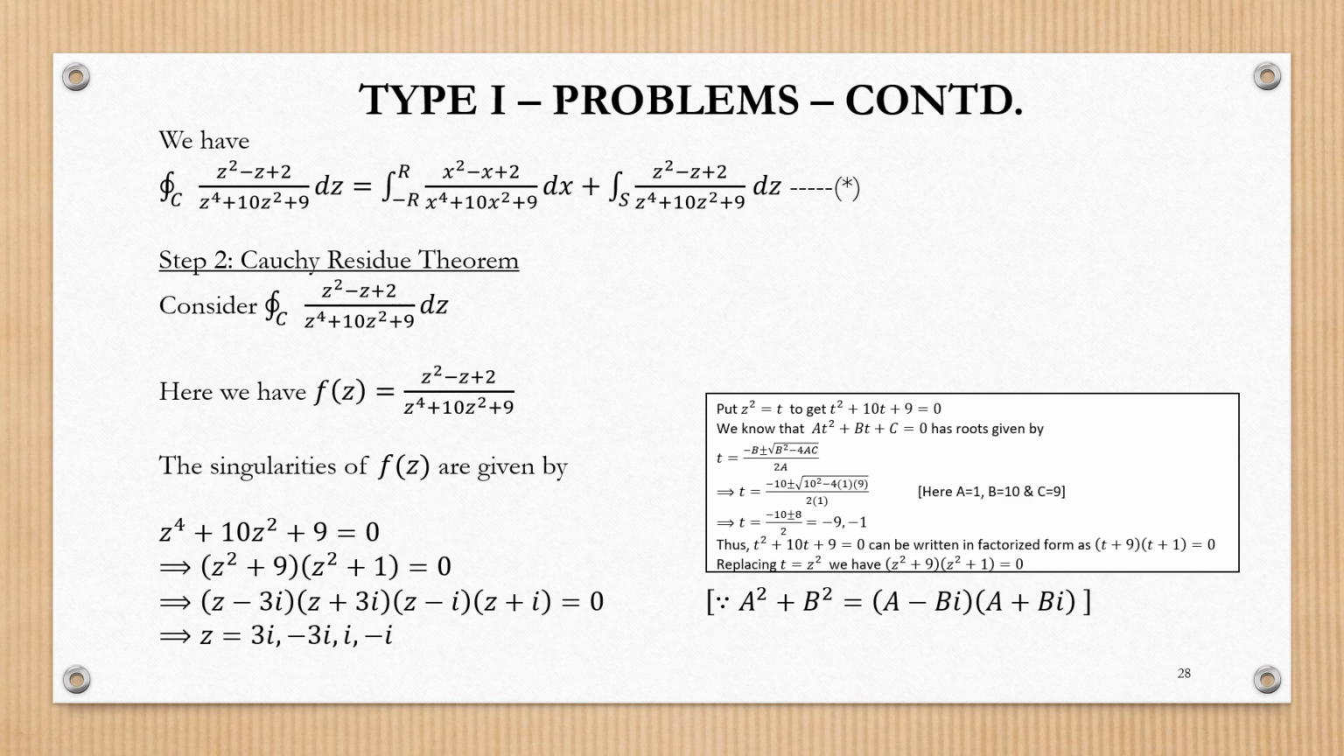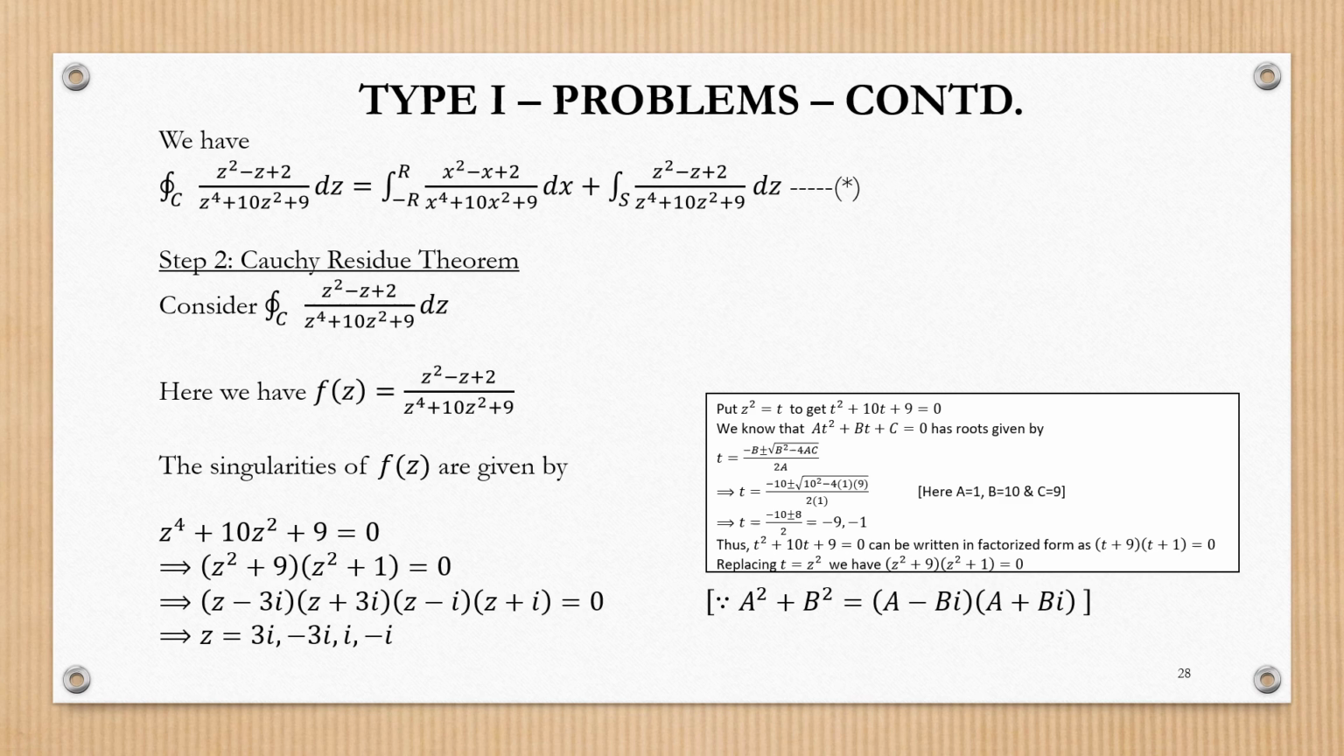Let us look at the factorization of this, which I have represented in the separate box on the right side of the slide. We put z square equal to t, so that we get t square plus 10t plus 9 equal to 0. Now we know that at square plus bt plus c equal to 0 has roots given by the formula t equal to minus b plus or minus root of b square minus 4ac divided by 2a. For a, b, c we have 1, 10 and 9. A is the coefficient of t square, which is 1 here. B is the coefficient of t, which is 10 here, and c is a constant term, that is 9. By substituting a, b, c's value, we get the roots to be minus 9 and minus 1.